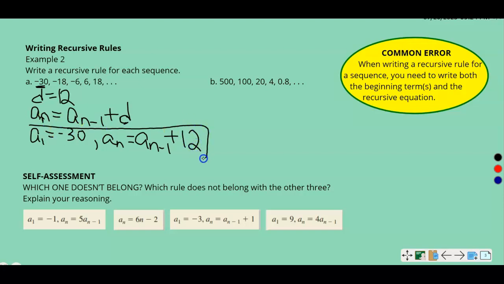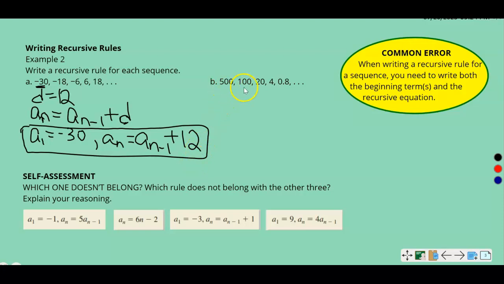So this whole thing is what we need to write down. So why do we need to write down our first term as negative 30? Because if you're going to define this by using your previous term, to find my second term, I need to know what the first term is to plug that in and write the rule.